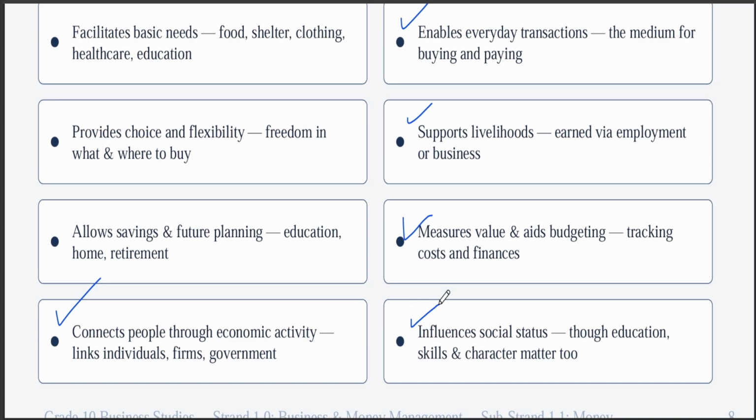I believe hata wale ambao uko na low income, they can also achieve it in life. But now this is the very dire truth of our situation in Kenya, in which if you have a lot of money, you get a quality of education, and it raises your status, the skills that you have, and the character also. So money influences social status, but though education, skills, and character matter too.